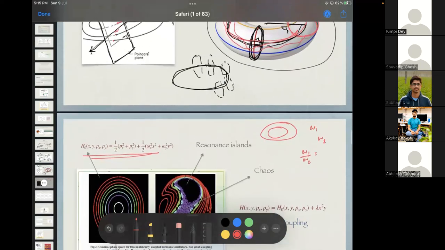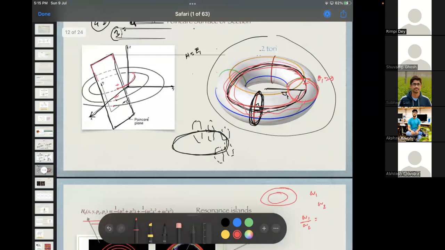Periodic orbit means if I start at this point, just messing it up.